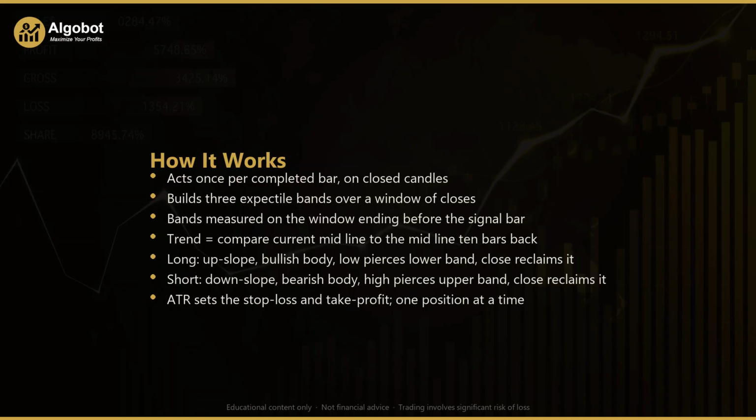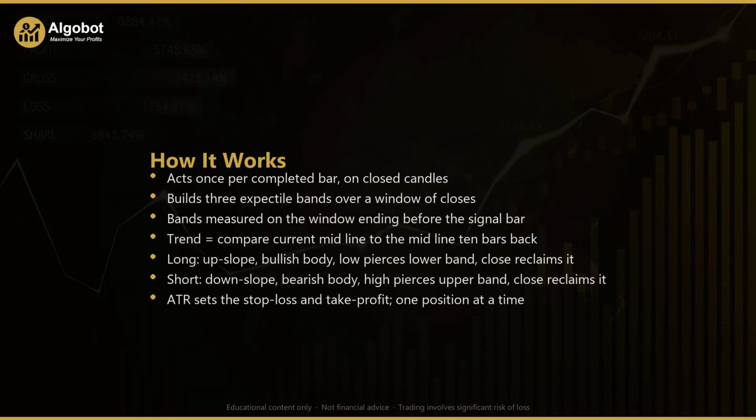Once a valid setup appears, risk is handled with the average true range. The stop loss is placed at the entry price minus the ATR stop multiple, 1.8 times ATR, for a long, and above the entry for a short. The take profit sits at the ATR target multiple, 3 times ATR, in the direction of the trade.